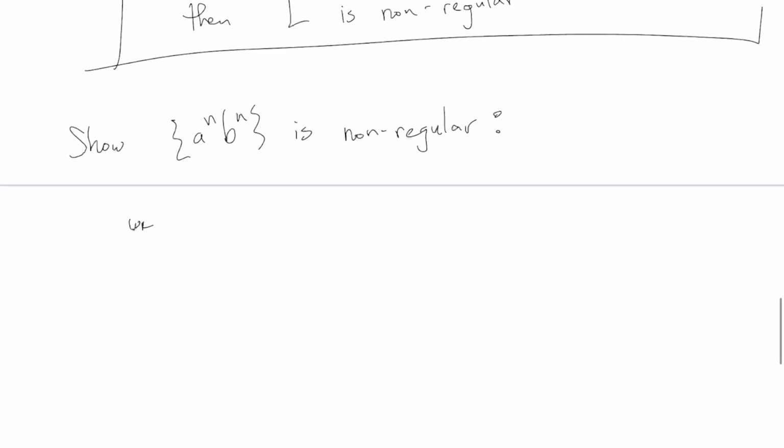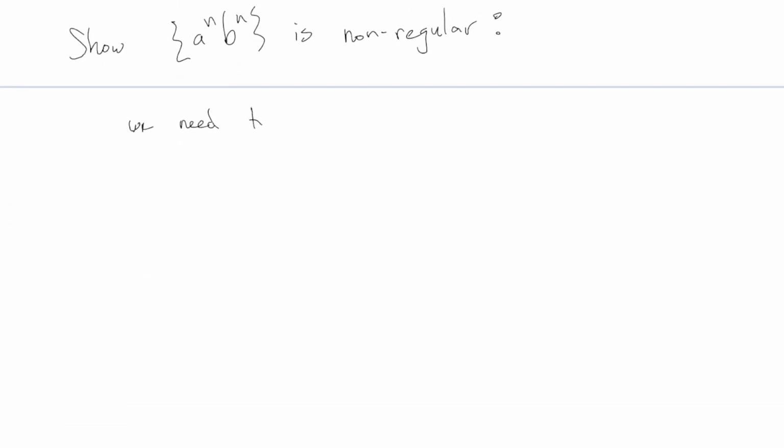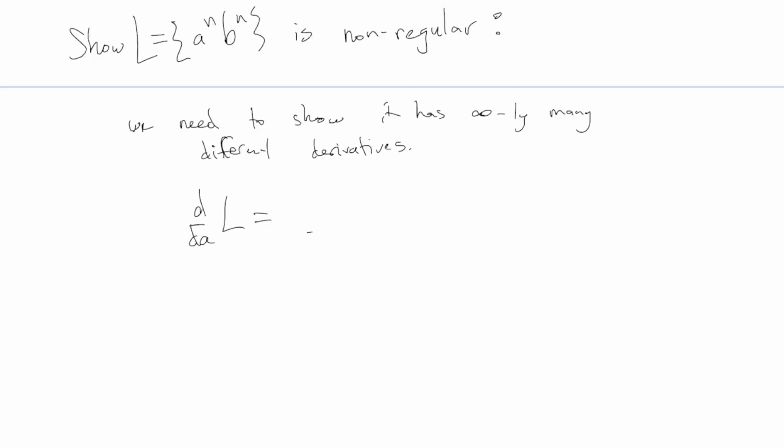In order to show that it's non-regular, we need to show it has infinitely many different derivatives. Now, we have to think about whether there are infinitely many different ways to take the derivative and get a different answer every time. Of course, I could take the derivative with respect to a. Can I call that L? This is a to the n minus 1, b to the n.